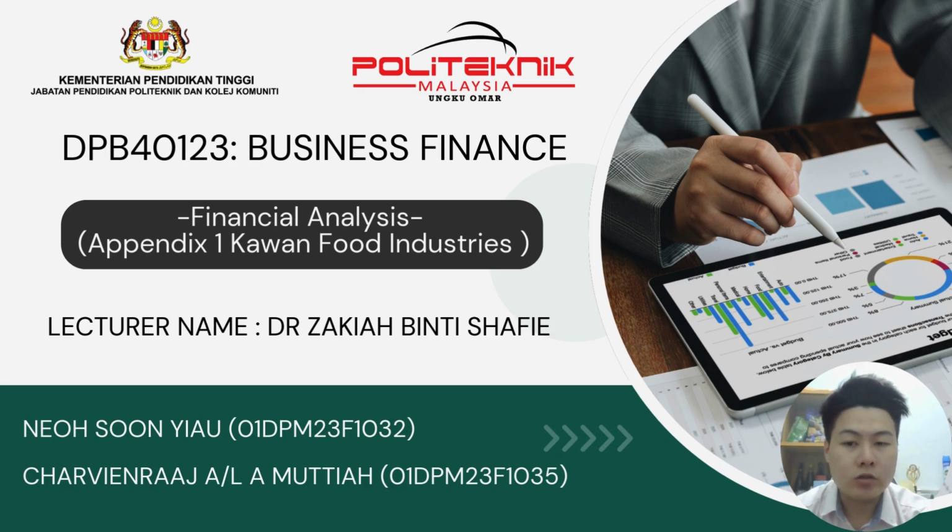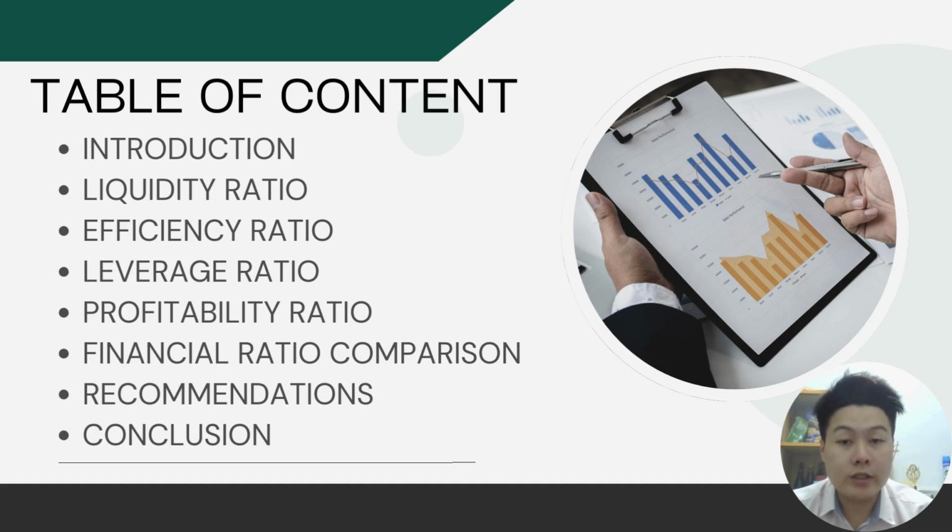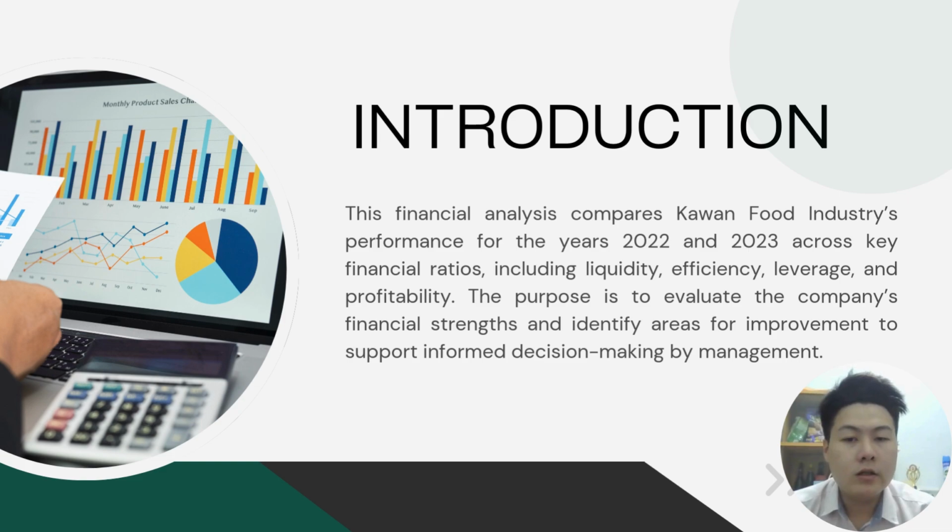And we are given the task to present the financial analysis of Appendix 1 from Kawan Food Industries. All right, so we move on with the table of contents, which shows 8 kinds of content that we are going to present today. The first one will be the introduction, liquidity ratio, efficiency ratio, leverage ratio, profitability ratio, financial ratio comparisons, the recommendations, and lastly, the conclusion.